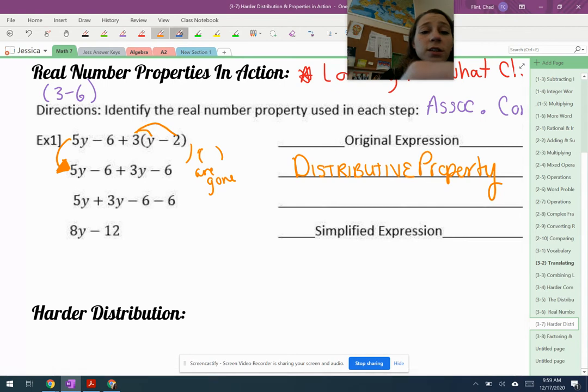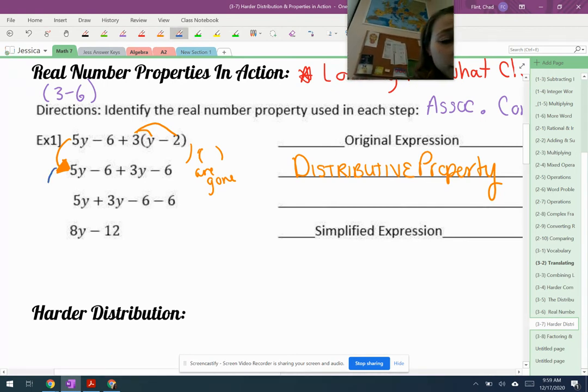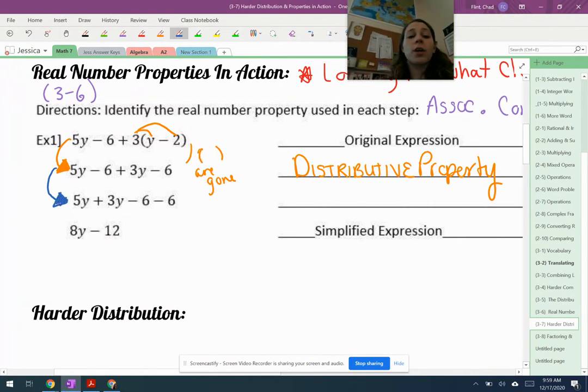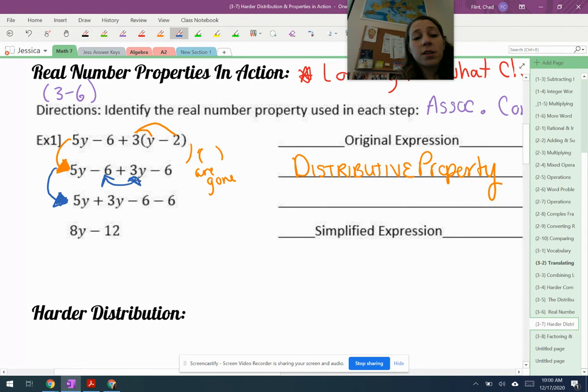Okay, so now let's look. We have another blank there, so that's something for me to fill in. So from the line I was just on to the third line, what is changing? What is different? So I can see in the second line, they have 5y minus 6 plus 3y minus 6. And then in my third line, that's now all mixed up. It's 5y plus 3y. So they kind of changed the placements of the negative 6 and the 3y.